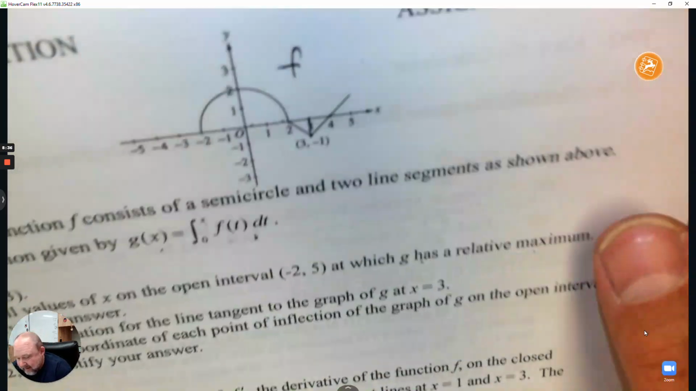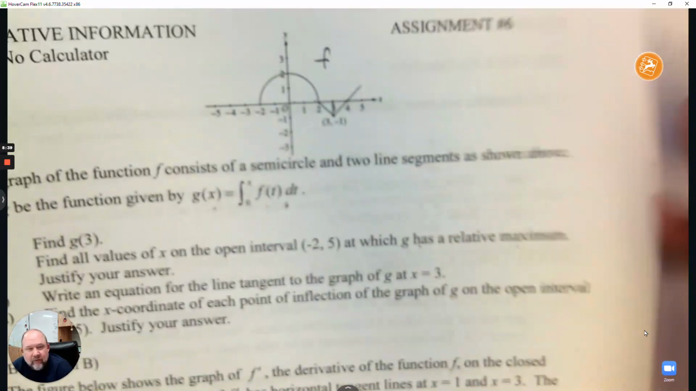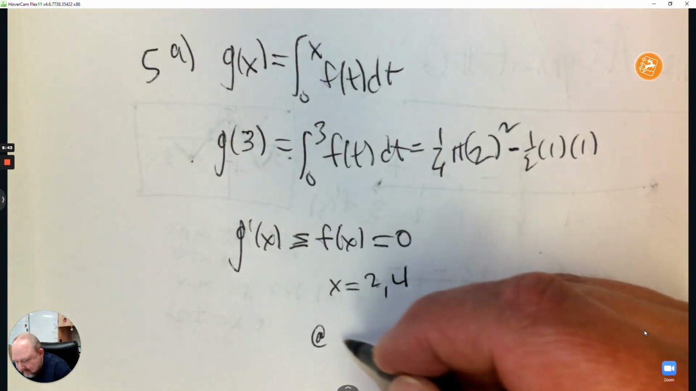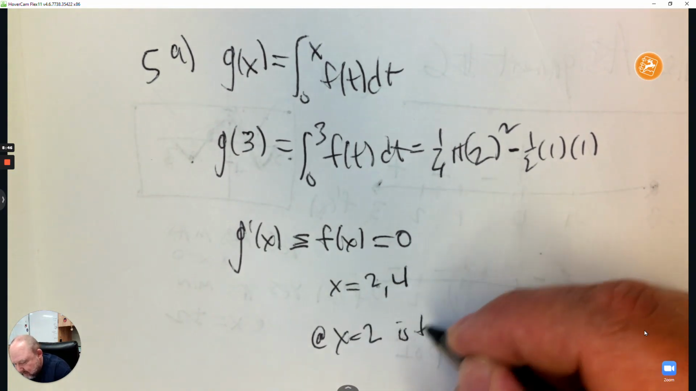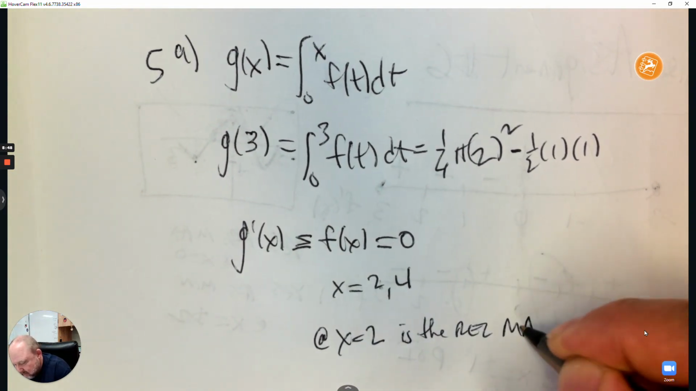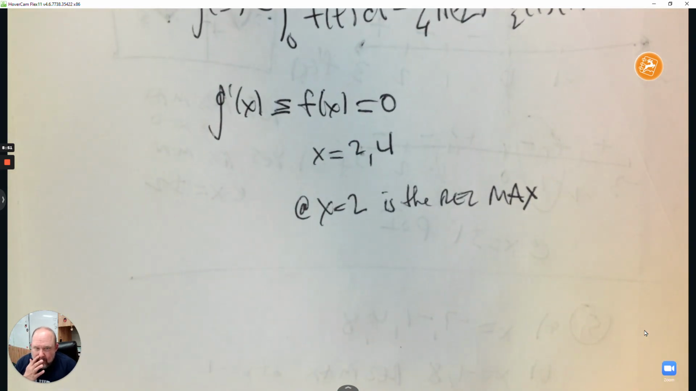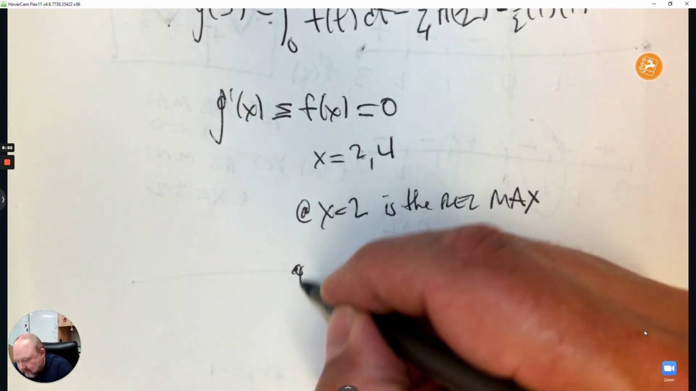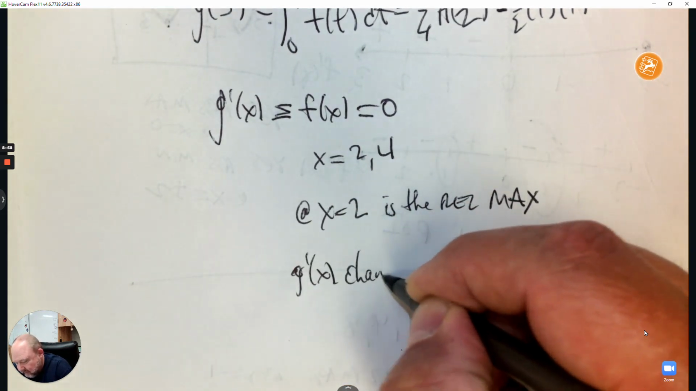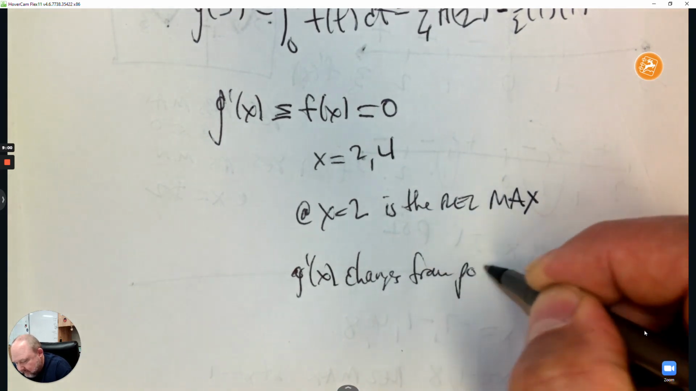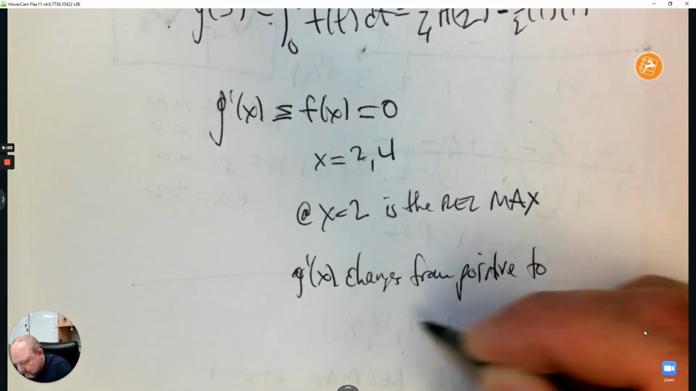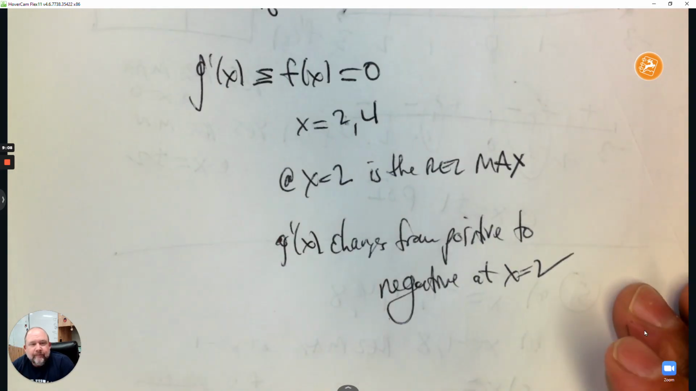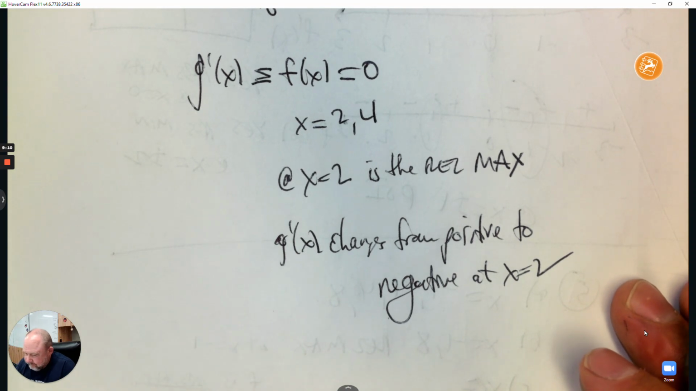And which one would be the maximum? Is that what it's asking for? So the maximum is when we go from positive to negative. So at x equals 2 is the relative max. That's where it changes. So g prime at x changes from positive to negative. That's what creates that maximum.